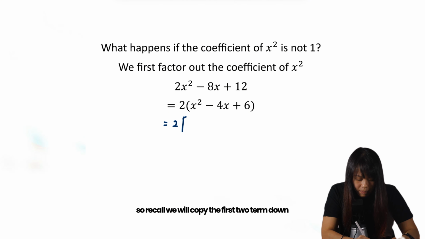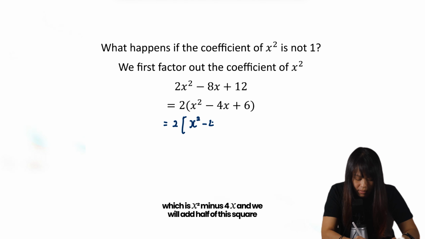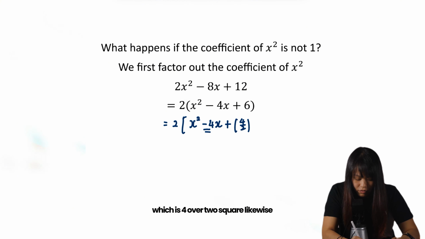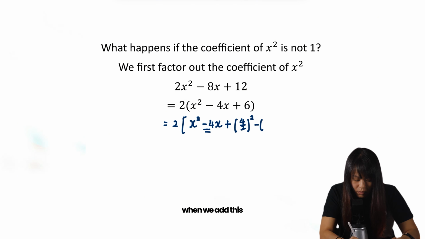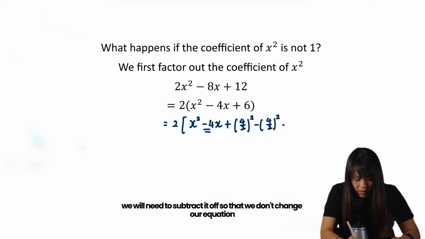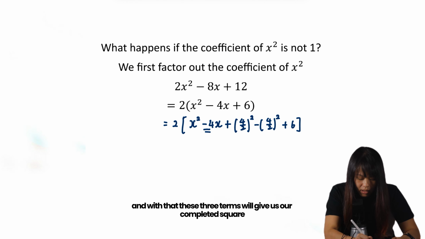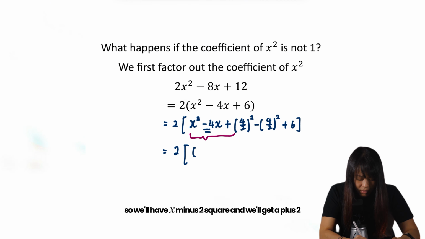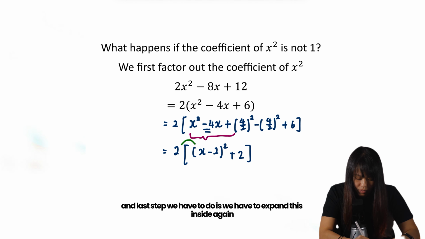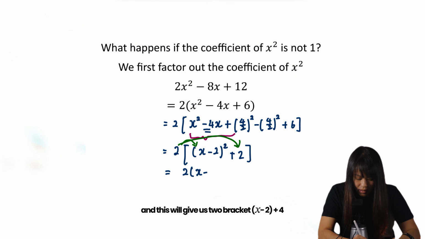So recall, we will copy the first two terms down, which is x² − 4x, and we will add half of this, squared, which is (4/2)². Likewise, when we add this, we will need to subtract it off so that we don't change our equation. And with that, these three terms will give us our completed square. So we'll have (x − 2)², and we'll get a +2. The last step is to expand this inside again, and this will give us 2[(x − 2)² + 2].